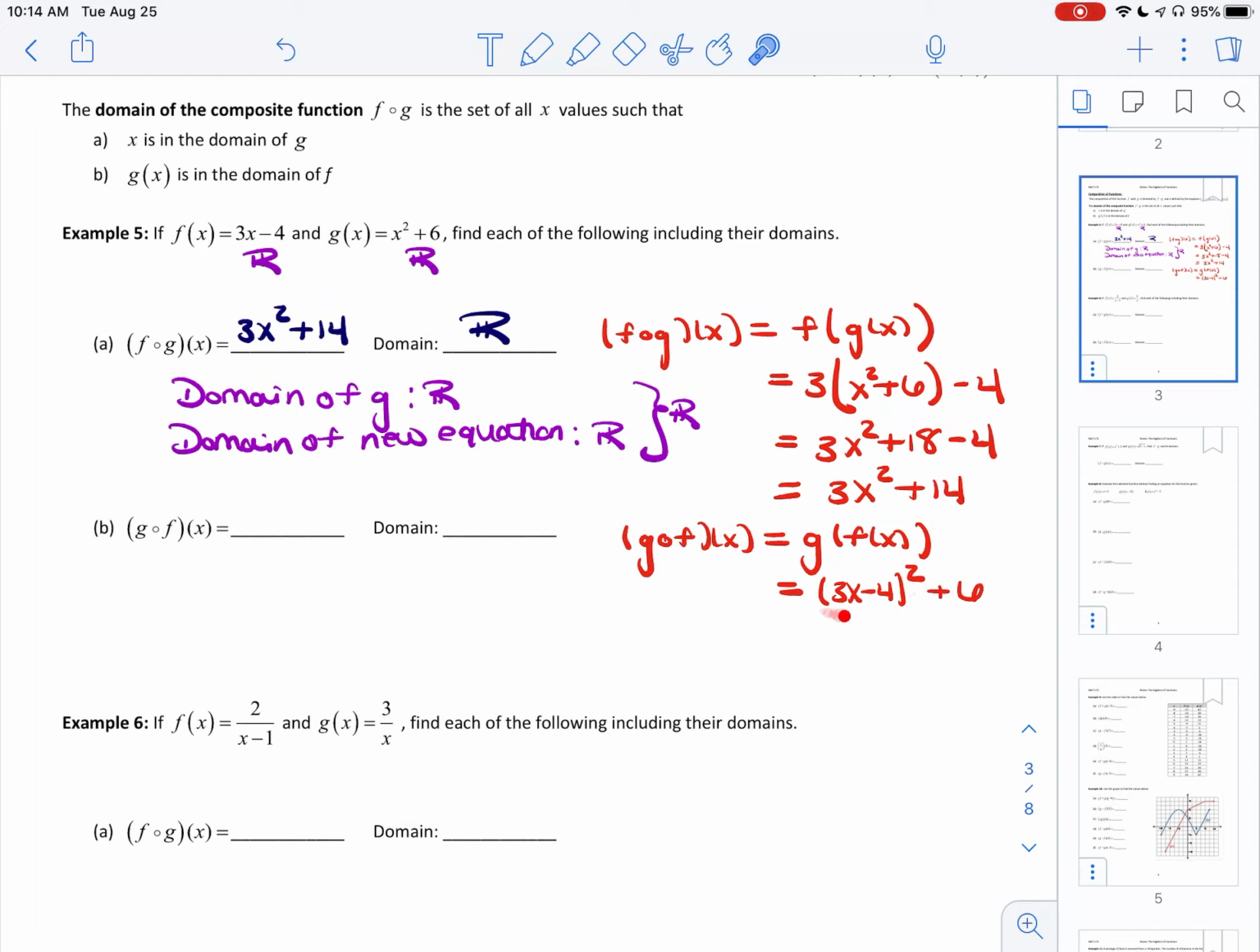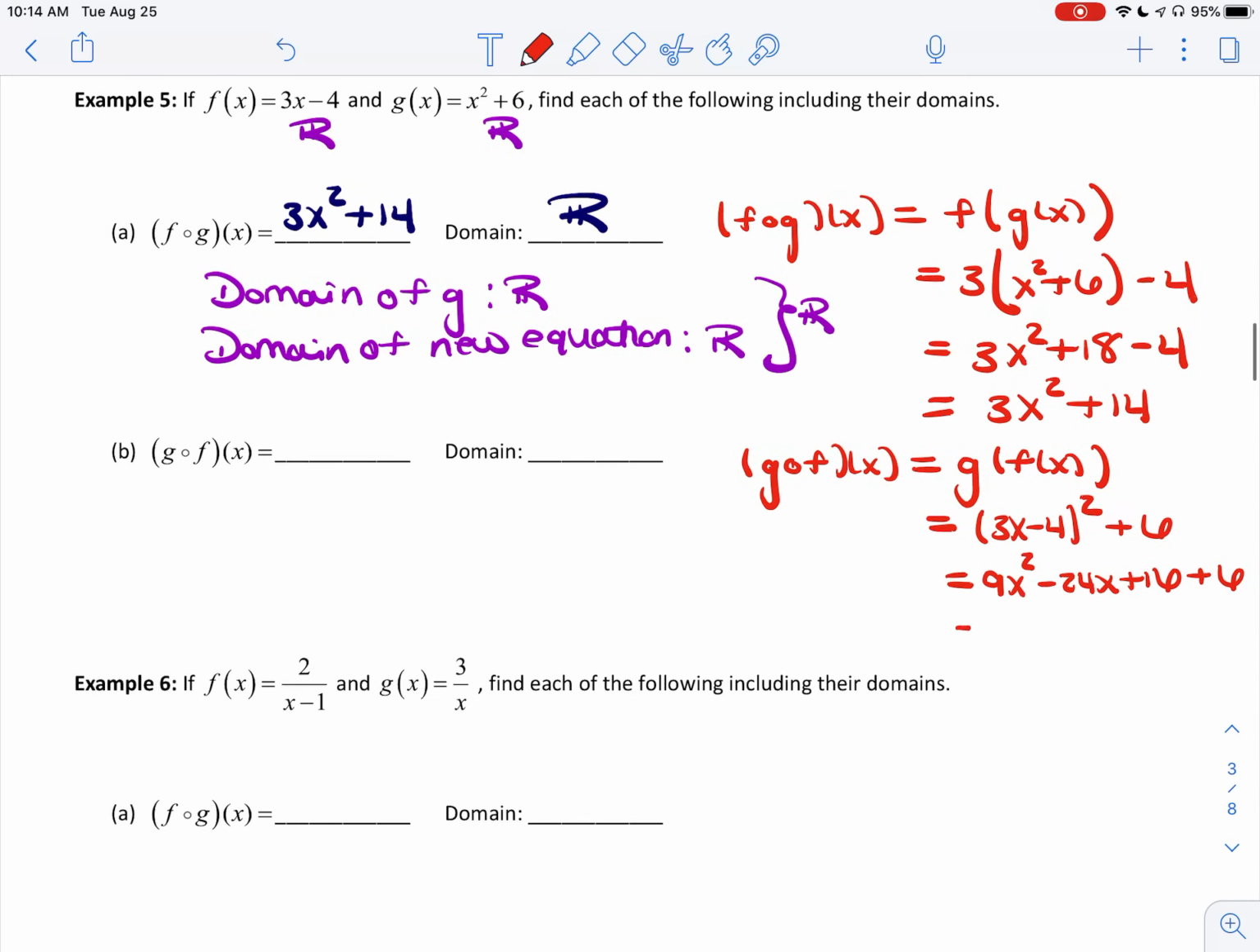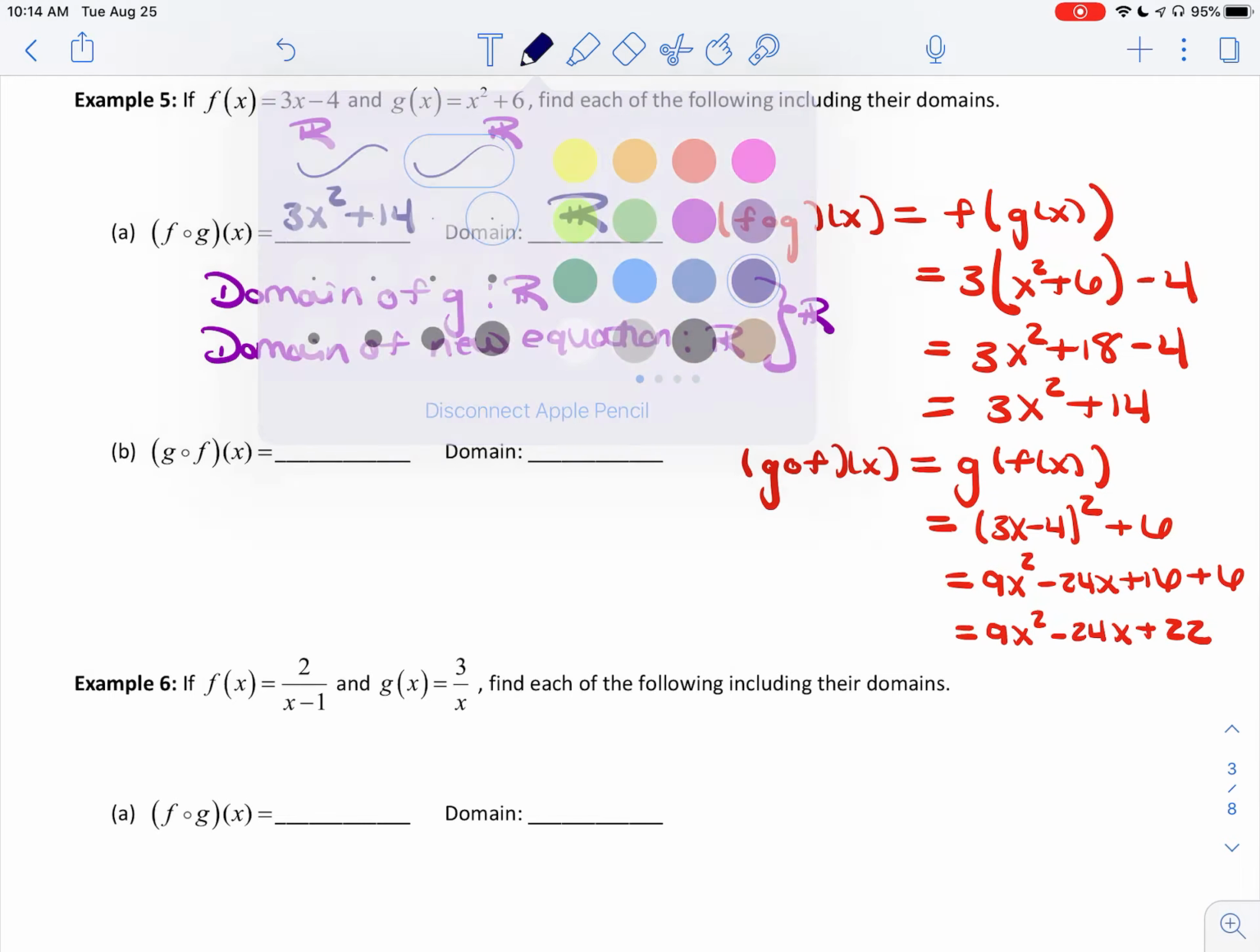So we need to start by squaring this. And remember, when you square a binomial, you have to FOIL. So we're multiplying 3x minus 4 times 3x minus 4. And if we FOILed that out, we would get 9x squared minus 24x plus 16. And we still have the plus 6 right here. All right, and then combine your like terms. So 9x squared minus 24x plus 22. So that is our new equation.